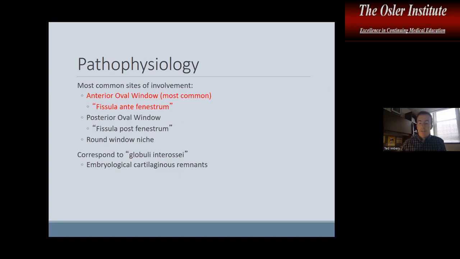So what are some of the common sites of involvement? The anterior oval window region, the fissula ante fenestram, is the classic area where this is going to be found. It can also be seen more posteriorly. It can also spread and be present in the round window niche. These areas of involvement are believed to be related to embryologic cartilaginous remnants called globuli interossei. But again, the fissula ante fenestram, the anterior oval window, is the most common area of involvement.